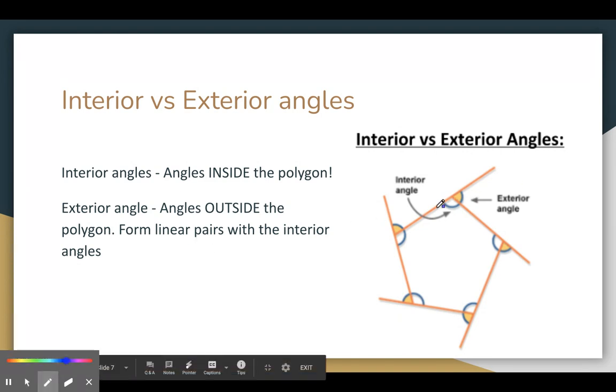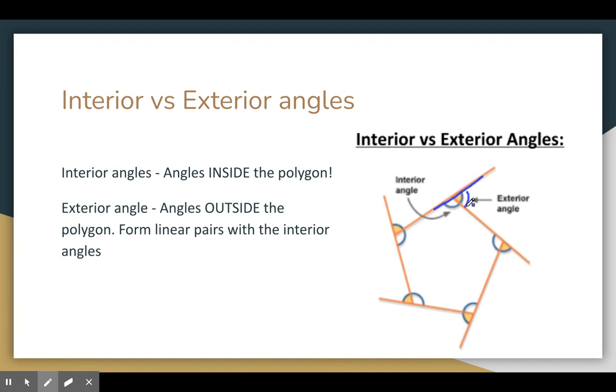So if we take a look here, the exterior angle has to form that linear pair with the interior angle. If this line were to extend, this is an exterior angle here, this is an exterior angle here, and if I change it to red, this here is not an exterior angle because this angle does not form a linear pair with the interior angle. So that is a difference. Interior angle is pretty obvious to tell. Exterior angle, there is a little bit of a discrepancy between what is actually the exterior angle.